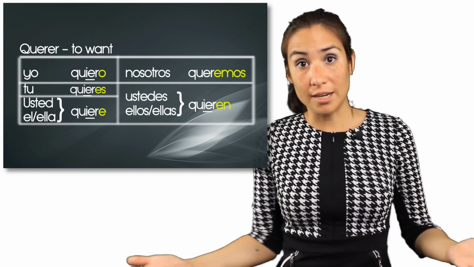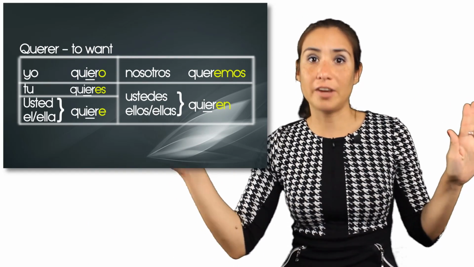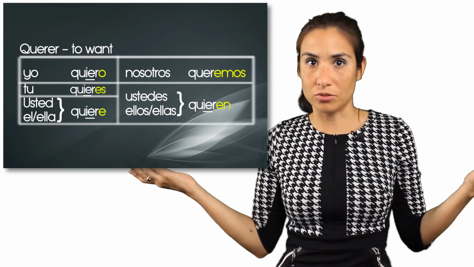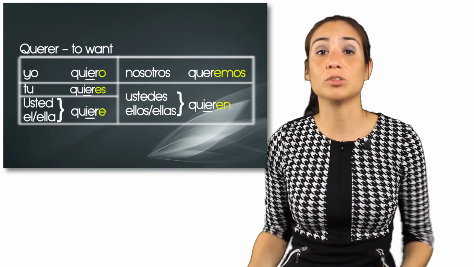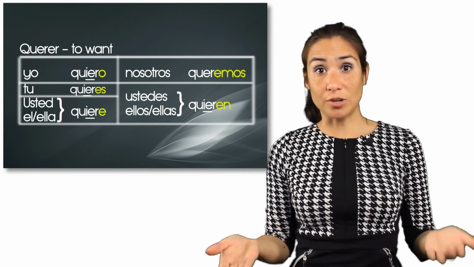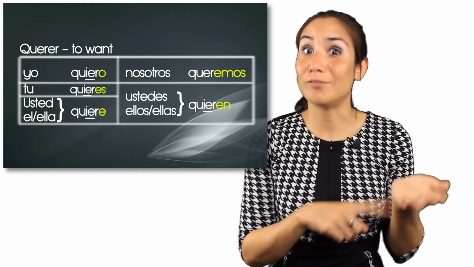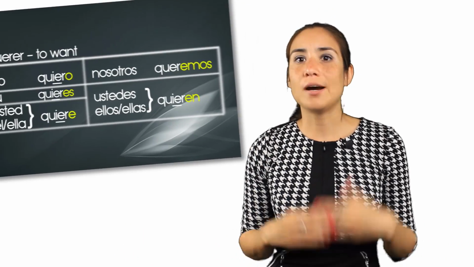Also, you can use querer directly with a noun. So, por ejemplo, yo quiero café, or yo quiero unos tacos, like we saw before, right? Yo quiero unos tacos, I want some tacos. So if you're in a restaurant, this verb is very important because you can say yo quiero and whatever is on the menu, right? So now let's see in the next video the rest of the verbs that we can use in context.